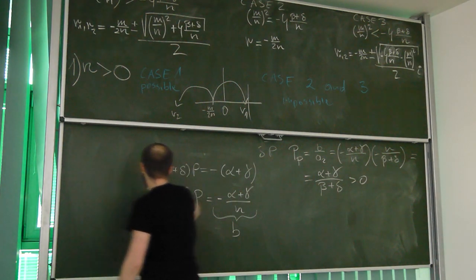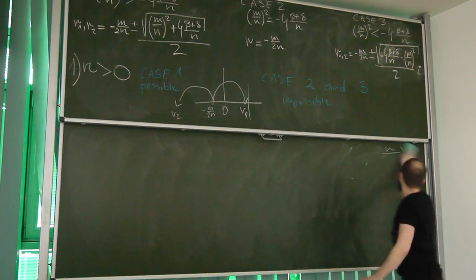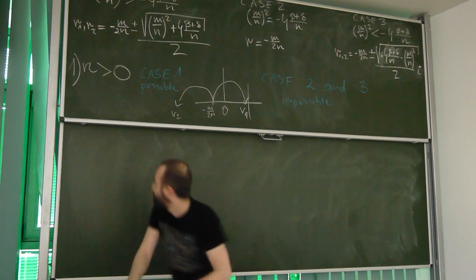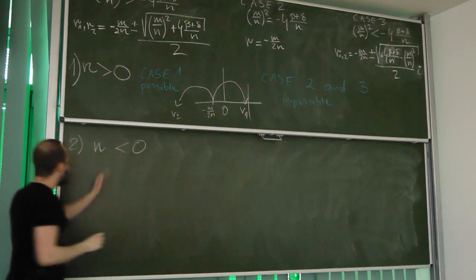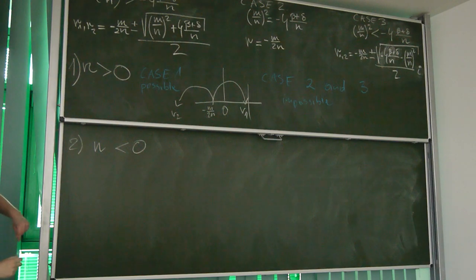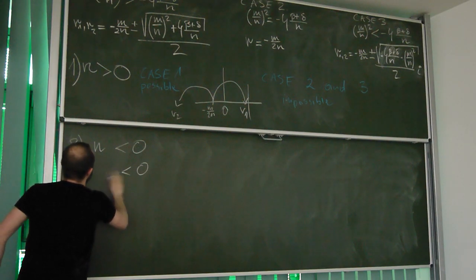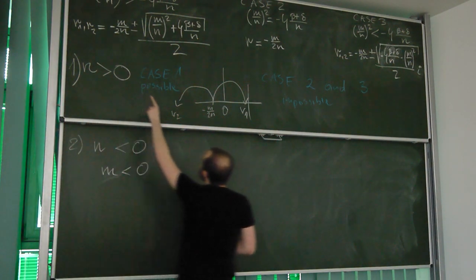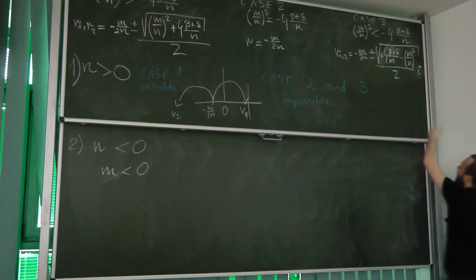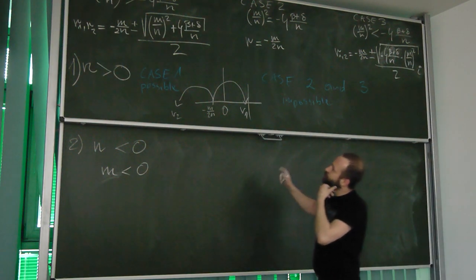Now let's consider the other possibility. What happens if n is smaller than 0? Look, in this case, we have two possibilities. Let's consider first the possibility that m is also smaller than 0. Okay, so look, in these circumstances, all three cases are possible. Okay, so let's go to case number 1.